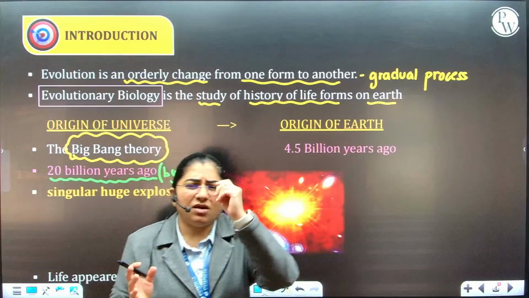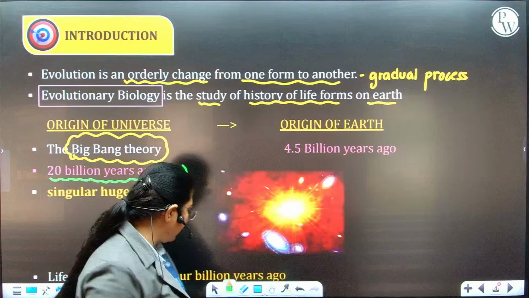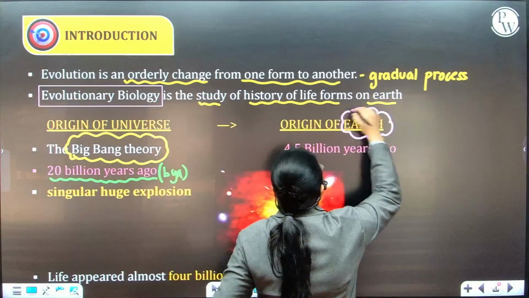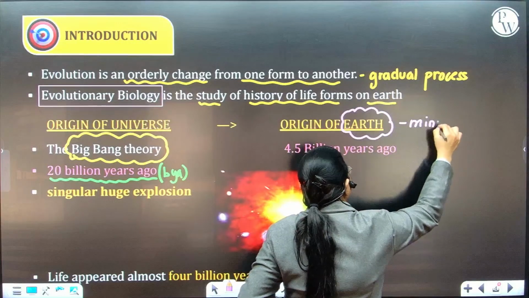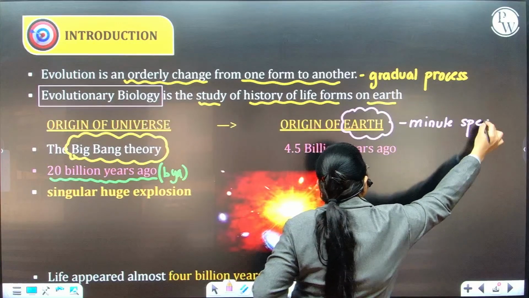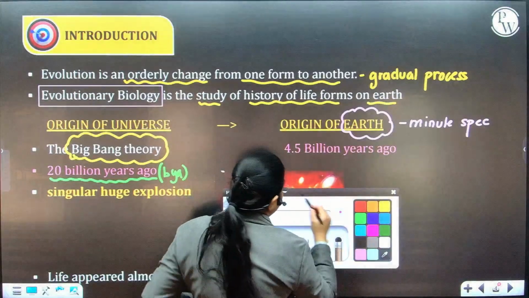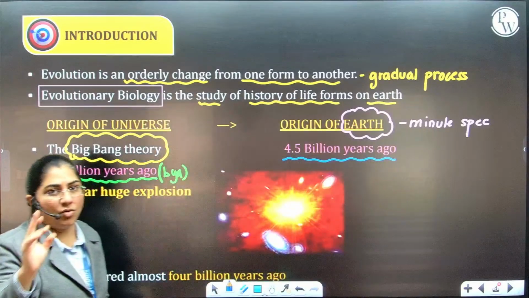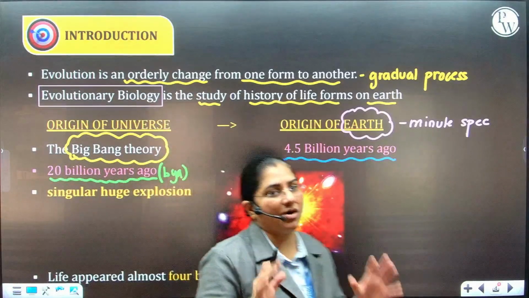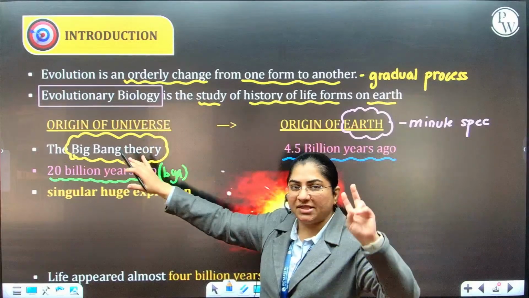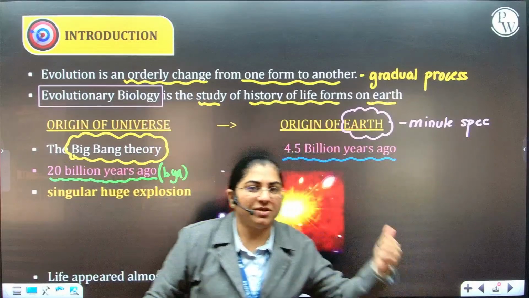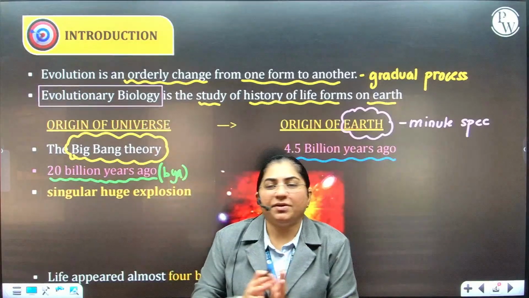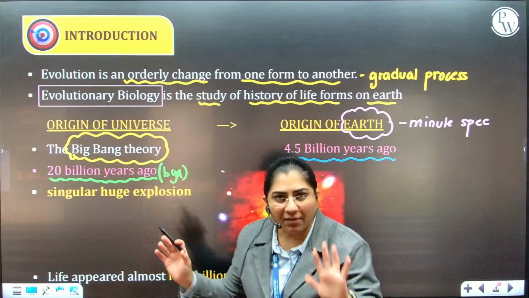In the universe, a very minute speck, now this is mentioned in the NCERT, Earth is considered as a minute speck, and this came into existence approximately 4.5 billion years ago. Now this can also come as an MCQ or match the column, that universe came into existence 20 billion years ago, Earth came into existence approximately 4.5 billion years ago. They are not going to ask us the details of Big Bang Theory. Am I clear on that?